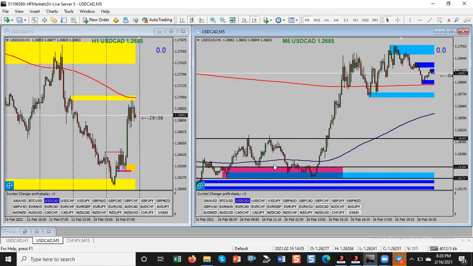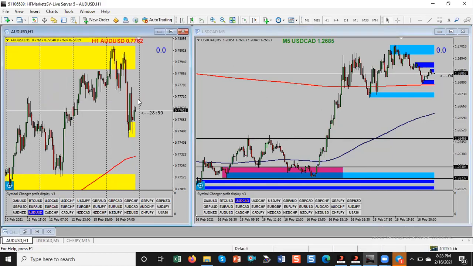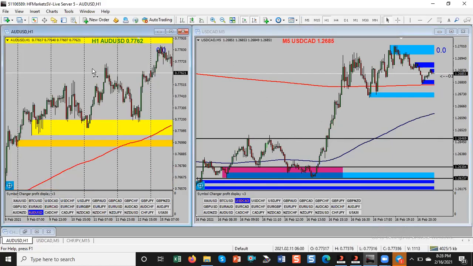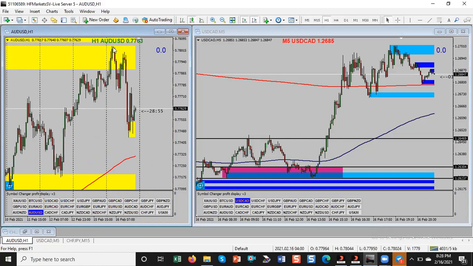So that is how we took this USD card. And there was another AUD USD. Look at AUD USD. This is an old zone too. So you wait for price to break structure. Price broke market structure. And the other block we had here was this.